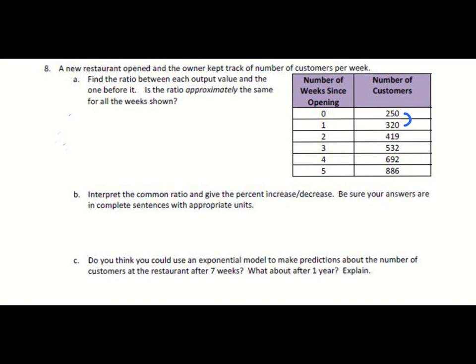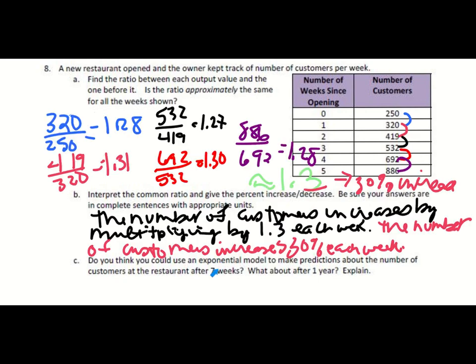It says, do you think you could use an exponential model to make predictions about the number of customers at the restaurant after 7 weeks? I may not be able to write it on here, so you can just listen. After 7 weeks, I would say yes, because with exponential, it could probably hold it. But if I do after a year, y'all don't know how to write the equation yet. But after a year, you would have millions and millions of customers. So it probably is not going to hold after a year. I'm not going to write the answer down here because I don't have enough room.